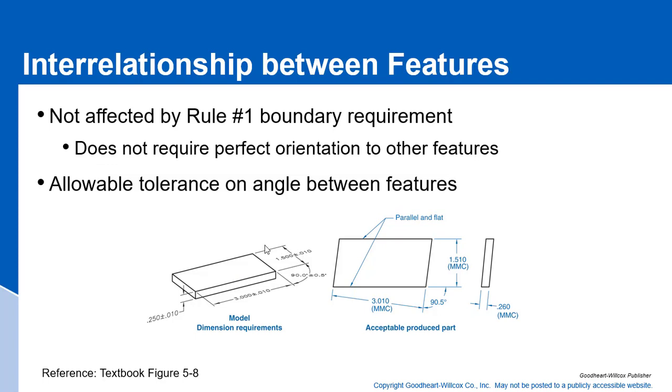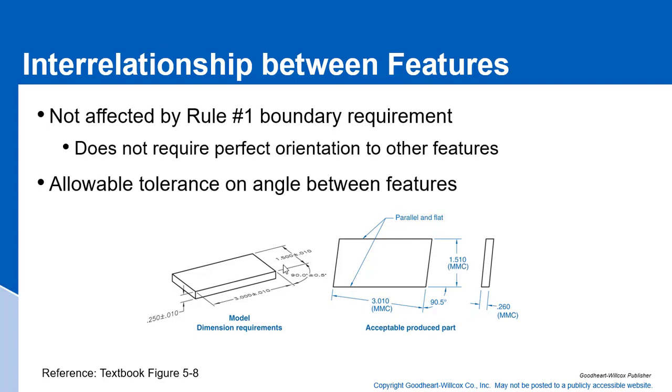If we have a model that's dimensioned like this, we have a thickness, we have a length, and we have a width, and we also have a dimension with a tolerance applied on the right angles here. What does that mean? Okay, here would be an acceptable part that's produced. Whereas if the part is made at the maximum material condition of the overall length, what we're looking at here is perfect form, where these sides are perfectly parallel and flat.